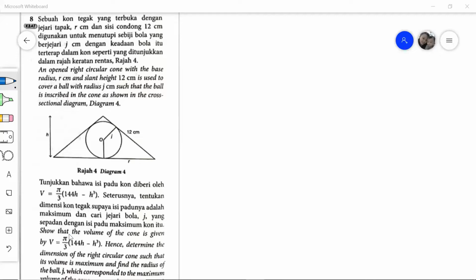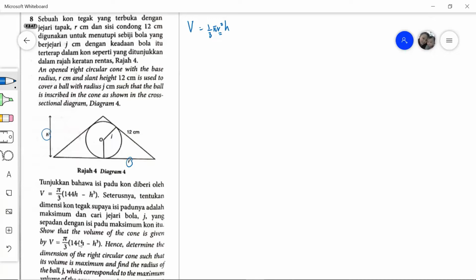We have to show that the volume of the cone is given by V equals pi over 3 (144h minus h cubed). So it is written fully in h. Usually when we need to find the volume of the cone, it is 1 over 3 pi r squared h. So we have to change r in terms of h. How is r related to h?